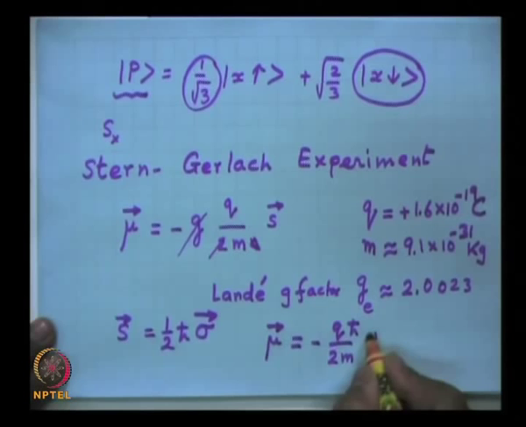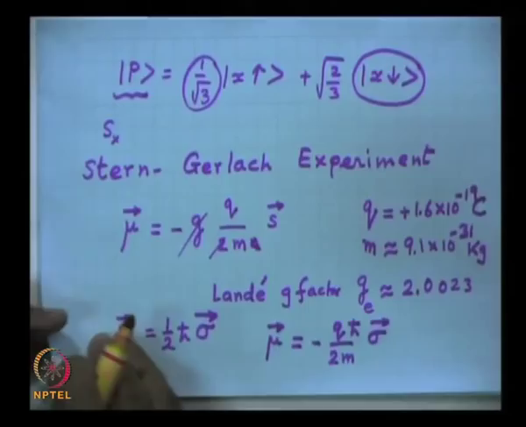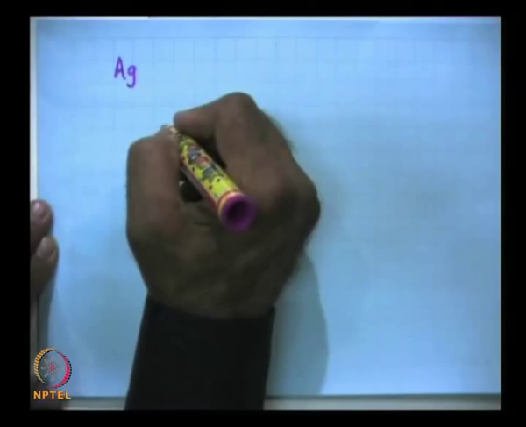Now, the Stern-Gerlach experiment cannot be performed with an electron because it has an intrinsic charge. So, the experiment was performed with neutral silver atoms, and because of its valence electron, it has the magnetic moment exactly that of an electron.